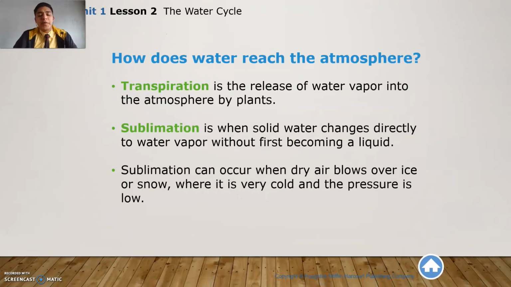How does water reach the atmosphere? Again, transpiration is the release of water vapor into the atmosphere by plants. It's what I mentioned before. Sublimation is when solid water changes directly to water vapor without first becoming a liquid. Sublimation can occur when dry air blows over ice or snow, where it is very cold and the pressure is low.